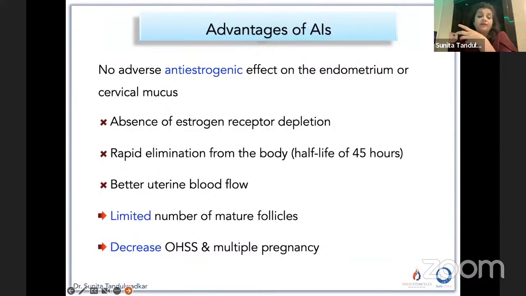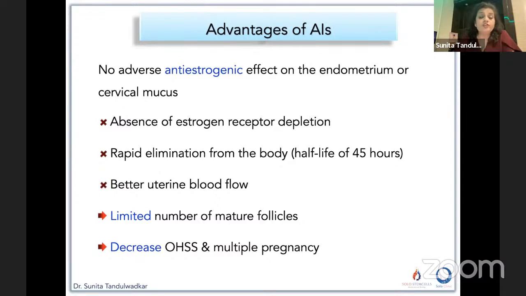Now, what are the advantages? There is no adverse anti-estrogenic effect on the endometrium. This is very important. It doesn't cause estrogen receptor depletion. Also, most importantly, the half-life is just 2 days. Now, what is the importance of this? If you are shifting from clomiphene to letrozole for a patient, one important thing I forgot to tell you: the half-life of clomiphene is very high.